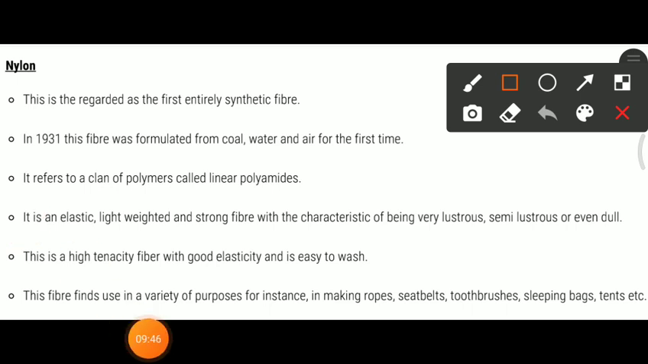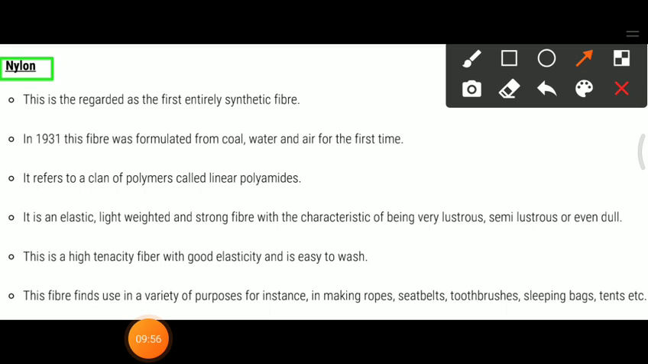Next fiber is nylon. Nylon is another man-made fiber. In 1931, it was made without using any natural raw material from plant or animal. It was prepared from coal, water and air. It was the first fully synthetic fiber. Nylon fiber was strong, elastic and light. It was lustrous and easy to wash. So it became very popular for making clothes.